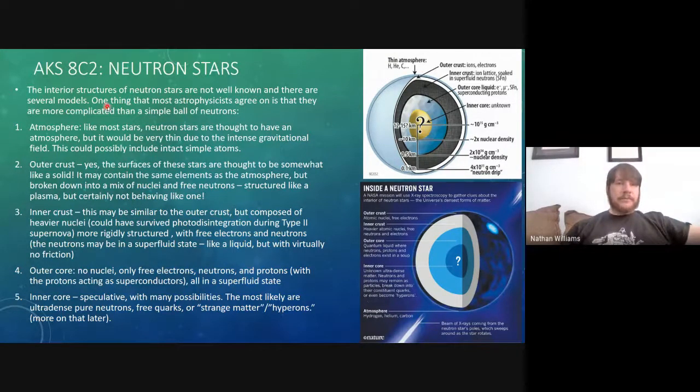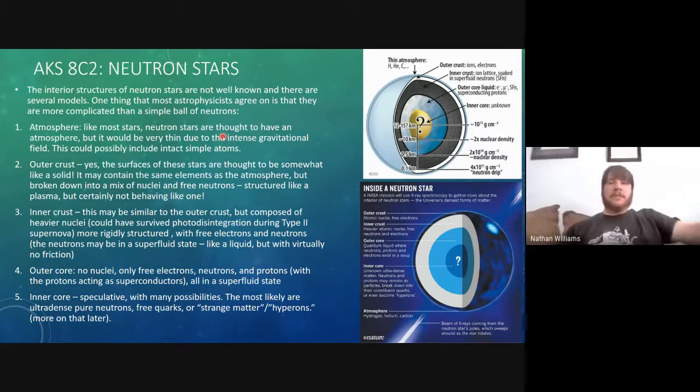And like it says, the one thing that most astrophysicists agree on is that they're more complicated than simply being a ball of neutrons. Previously we've treated them in that simple description, a star made out of neutrons, but there is more to it than that. And we're going to take a look at that here.